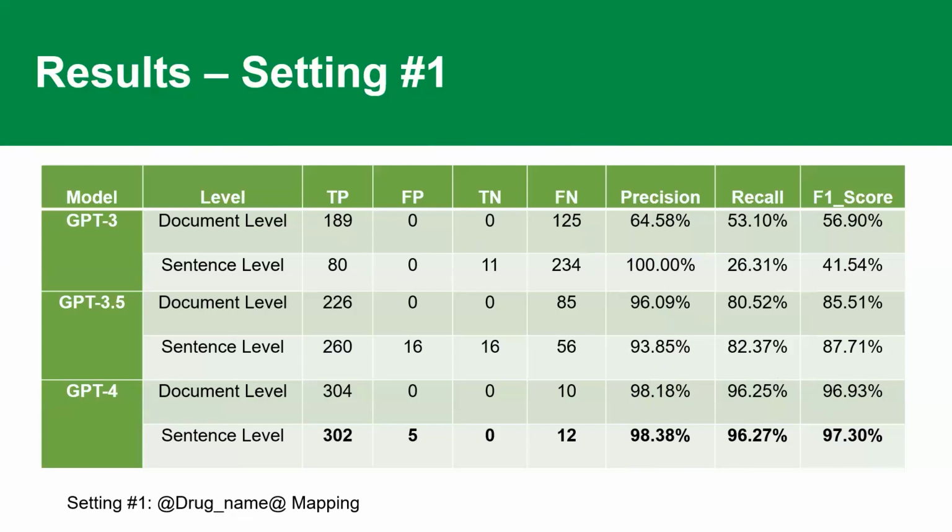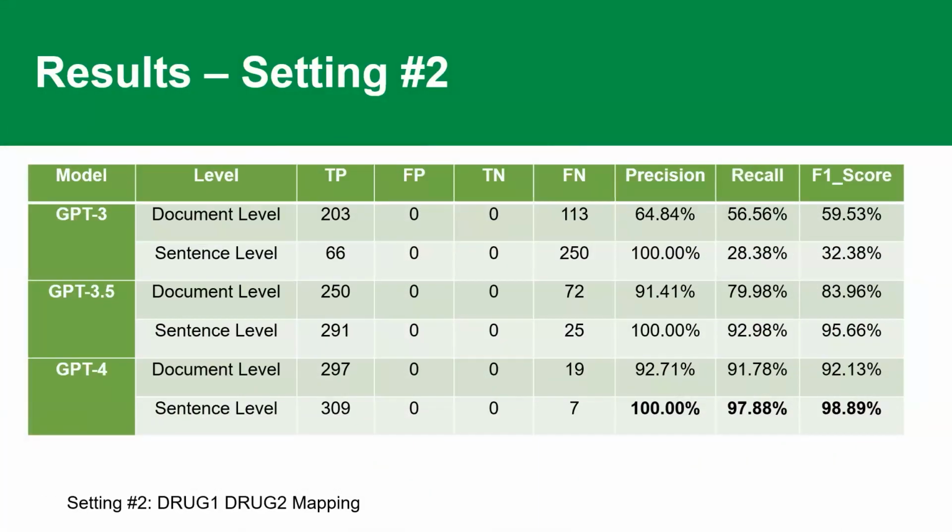We have applied each of the models 3 times, and we have taken the average so that the result is consistent. For setting 2, you can see that again the GPT-3 model, which is the legacy model from the GPT family, does not work that well for drug-drug interaction identification for both document level and sentence level. However, GPT-3.5 and GPT-4 have pretty impressive results. GPT-4 gives us 100% precision, 97.88% recall, and 98.89% F1 score.